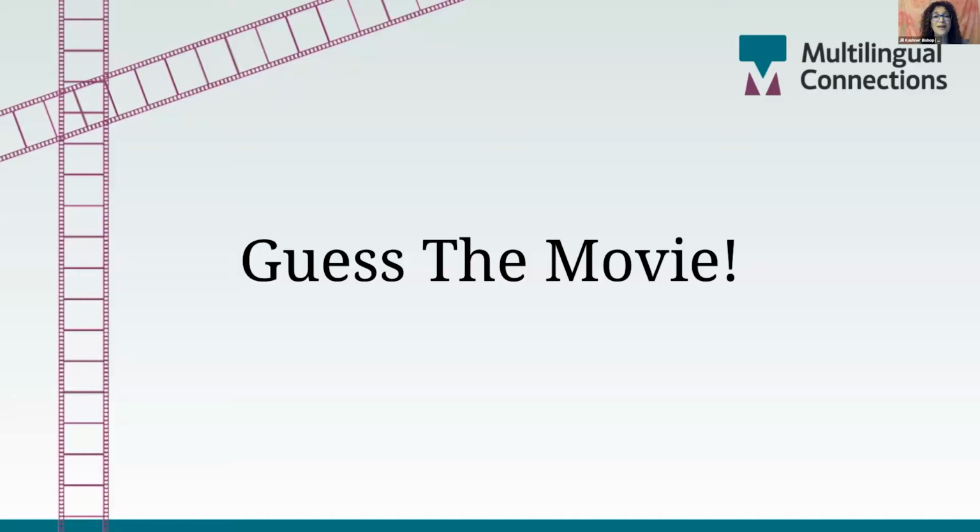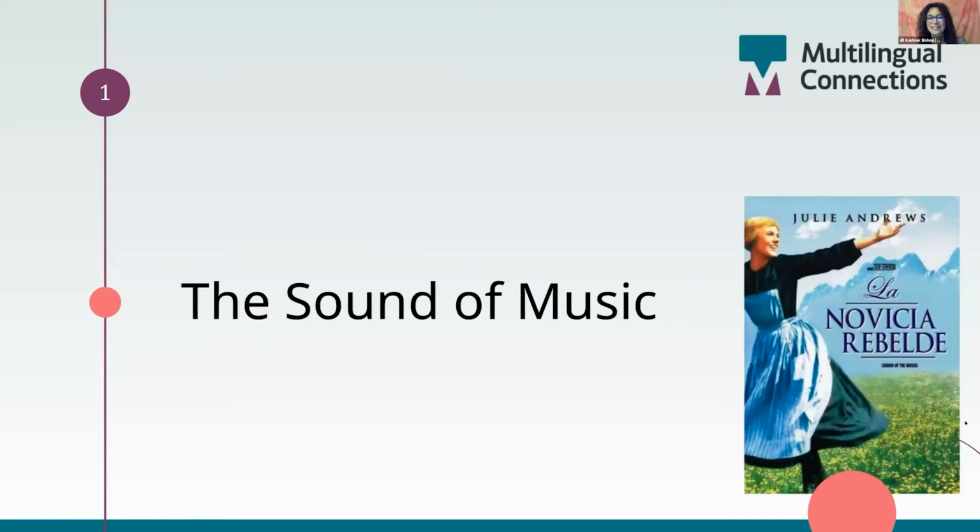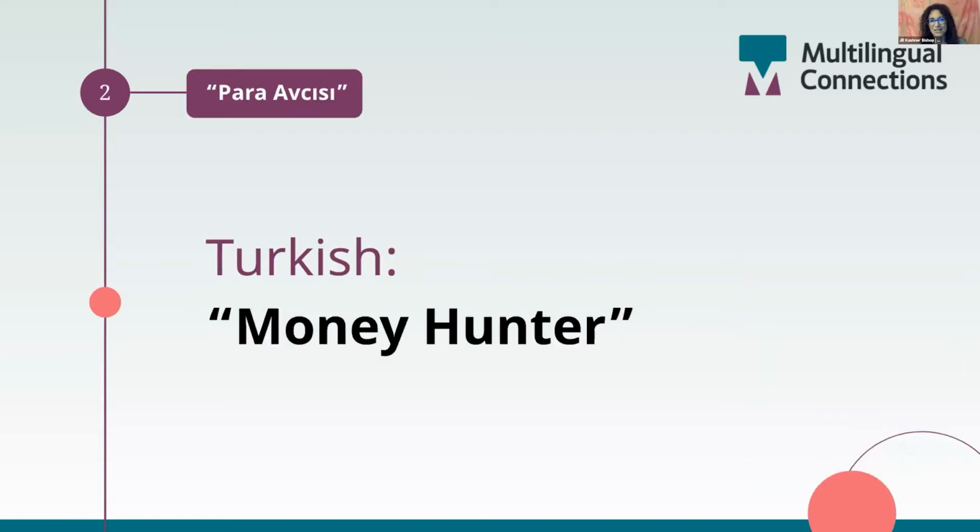So we're going to do a quick game, 10 English language movie titles with foreign language translation. Okay, in Spanish, The Rebellious Nun. Please jump into the chat. What movie is translated as The Rebellious Nun in Spanish? Sister Act, good try. Sound of Music. Okay, excellent work. Oh, you guys are fast. Flying Nun. I wonder how that one translated. So yeah, Sound of Music. In Turkish, Money Hunter. Not quite so fast this time. Wolf of Wall Street. Nice work.